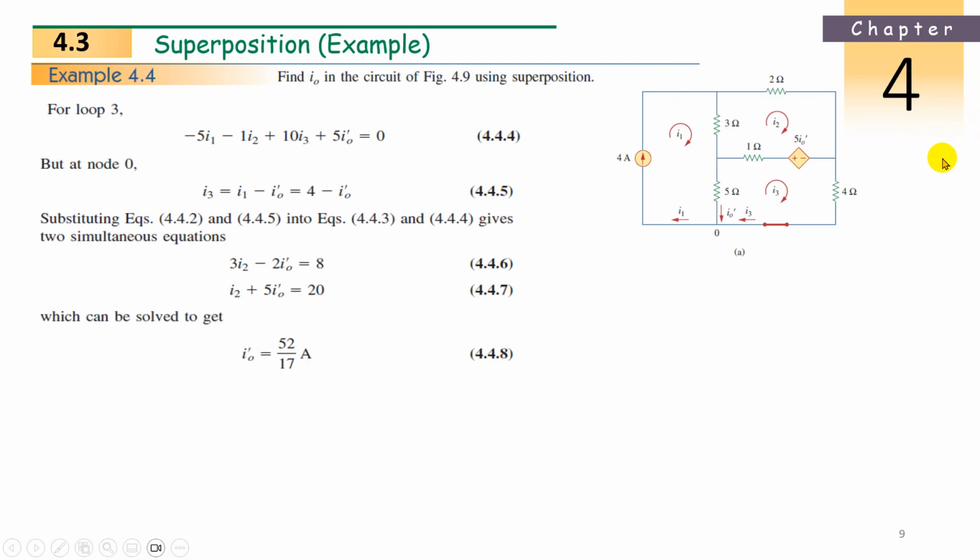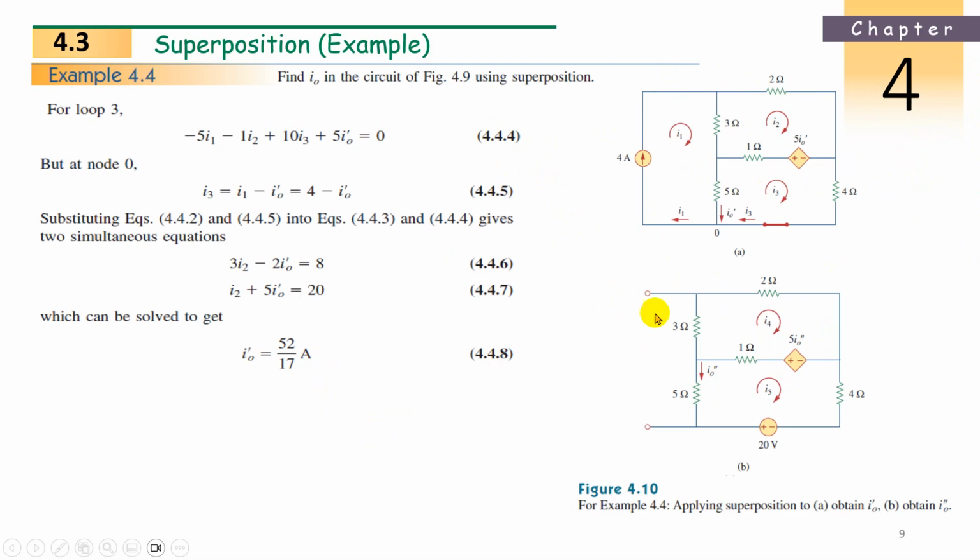What is the second setup? Remove the first source, keep the second source. What is the first source we assumed? Current source. So removing the current source means open circuit. We are removing the current source, open circuit. Here this voltage source I am keeping as it is, 20 volts. Now this is your second circuit with the second source active, that is the 20 volt source active.